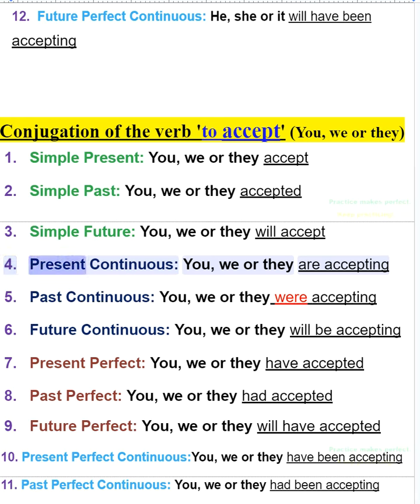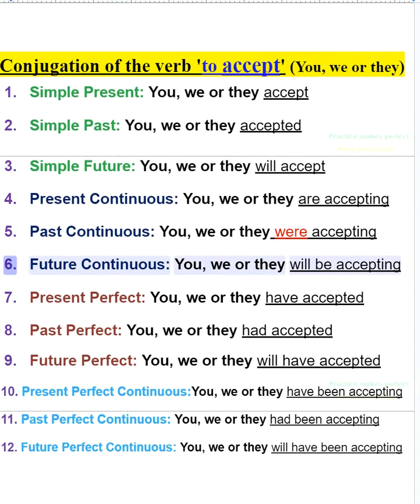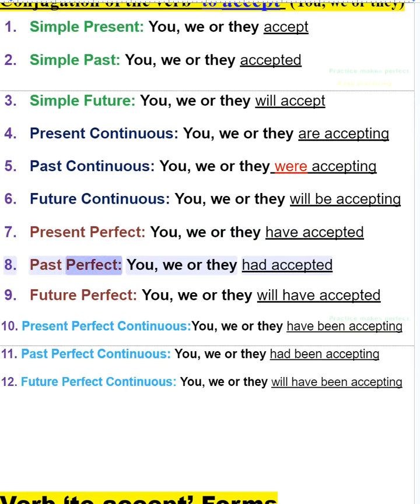4. Present continuous. You, we, or they are accepting. 5. Past continuous. You, we, or they were accepting. 6. Future continuous. You, we, or they will be accepting. 7. Present perfect. You, we, or they have accepted. 8. Past perfect. You, we, or they had accepted.